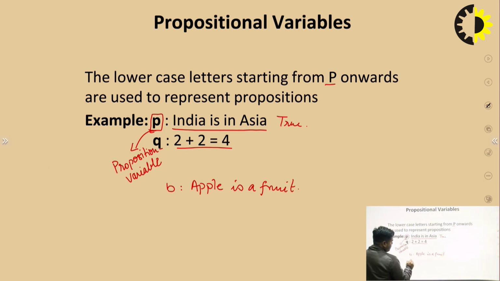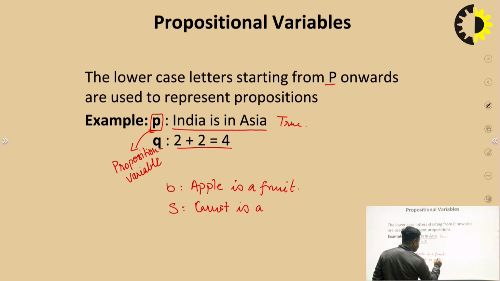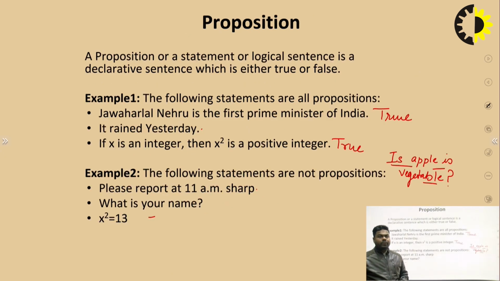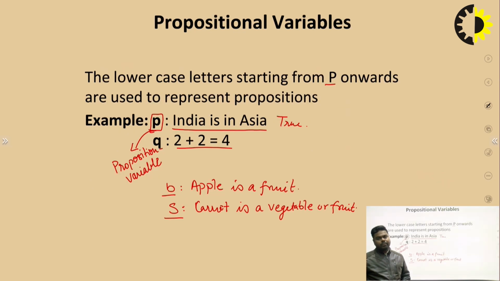We can say carrot is a vegetable or fruit. We can put it like this. We can say that these are the propositional variables. Okay, from the previous slides we know what a proposition is and what propositional variables are.